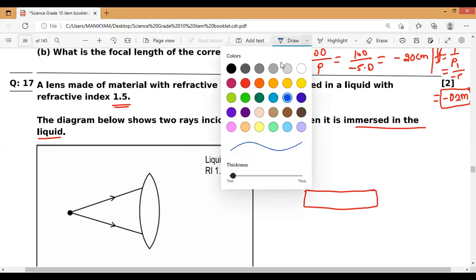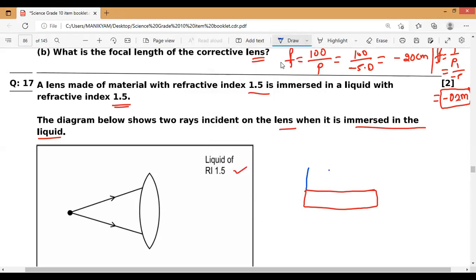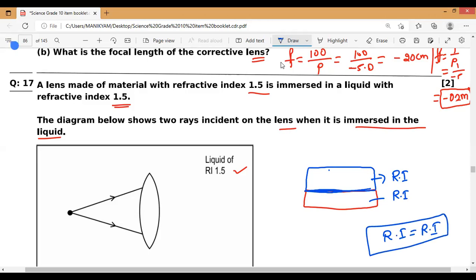That middle part, the intersection of two mediums, what do we call it? Interface. So when light is entering from one medium to another, even though they may have different refractive indices, here the refractive index is the same. Refractive index is equal means light will travel with the same speed, so light will go without deviation.